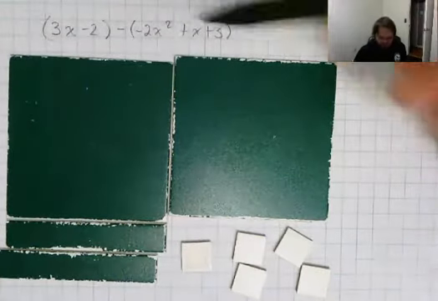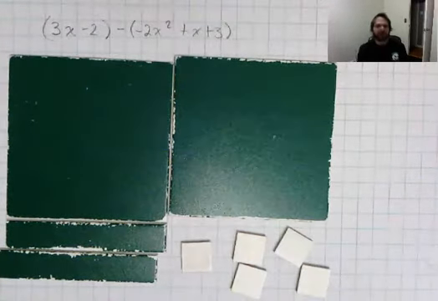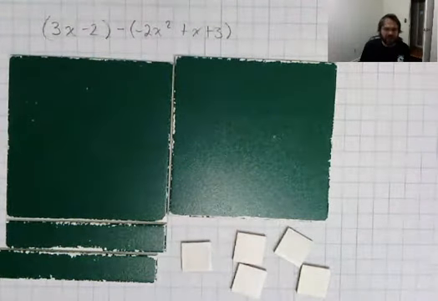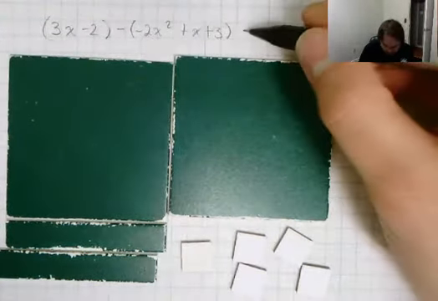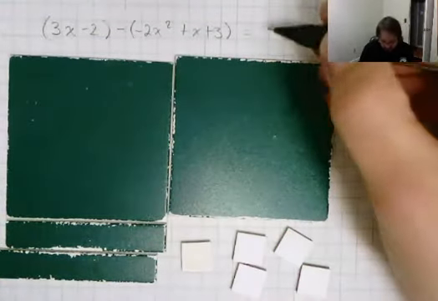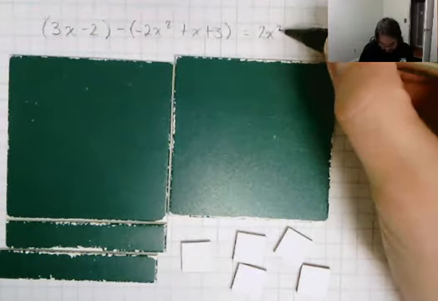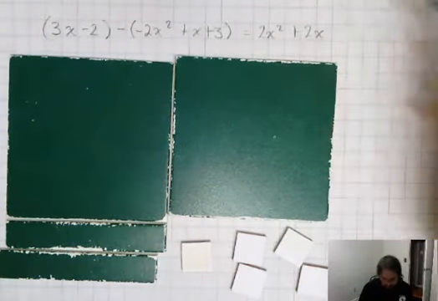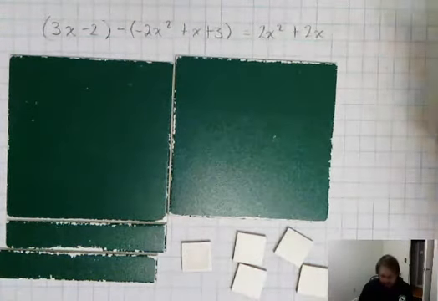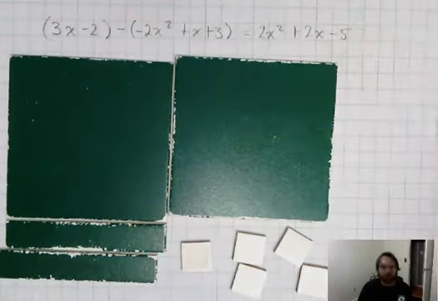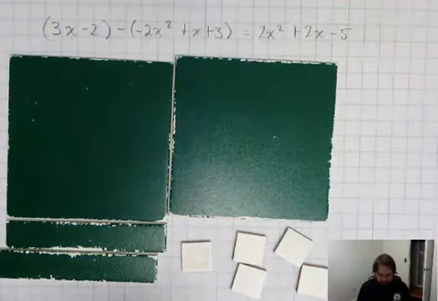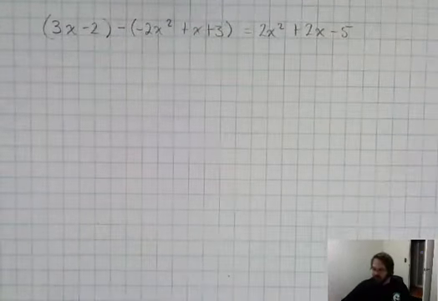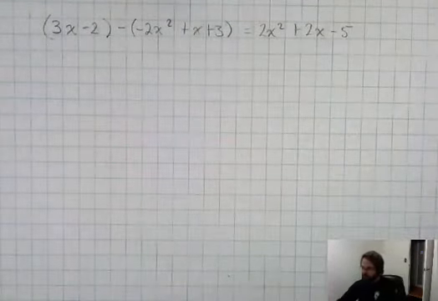Remember how we said if we subtract a positive, that's the same thing as adding a negative. And that's essentially what we ended up having here. So altogether, my total answer is 2x squared plus 2x, and then minus 5. Okay? All right. Let's now look at one more question.